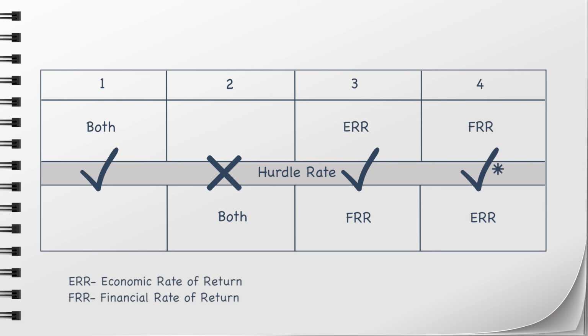And finally, where the financial rate of return is above the hurdle rate and might actually give a push to doing the project, but the economic rate of return is lower, well, in such a case we should only do the project if we can use the surpluses of the financial rate of return to mitigate the negative consequences on the economic rate of return.